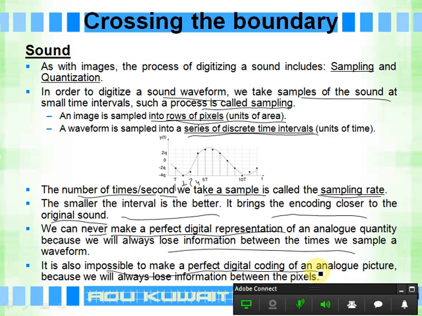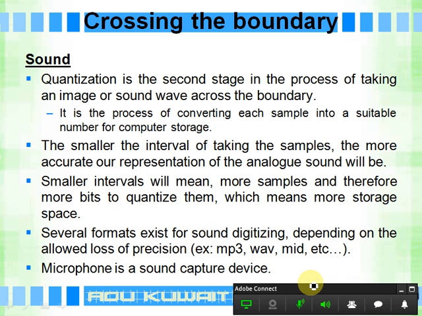It is also impossible to make a perfect digital coding for an analog picture, because it loses some information between the pixels. We have seen this in the photo, that some pixels will lose some information. So for that we need to increase the resolution. If we increase the resolution, we will get a better picture.